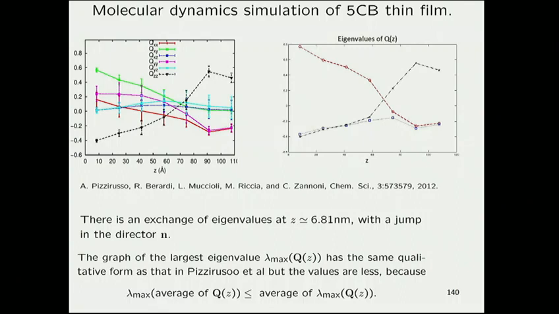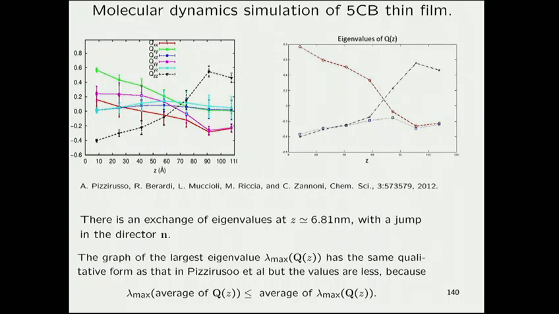He takes the region and divides it into lots of layers, maybe 10 layers, which have about 150 molecules in each layer, so enough to get a statistical description. And of course, it's averaged over many, many runs. What he did was average the values of the Q tensor, and that's what's in the left-hand picture. But he also averaged the values of the largest eigenvalue, whereas what I did was to take the eigenvalue of the average. And one is less than the other, by convexity, because the largest eigenvalue is a convex function of the matrix. I thought that was a kind of interesting thing to learn.